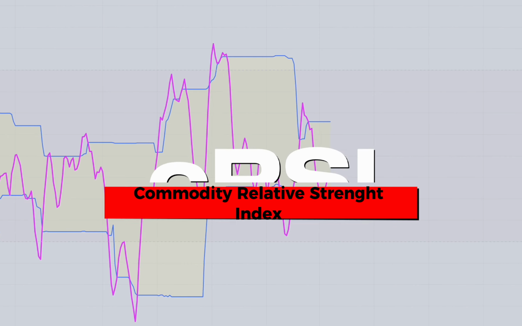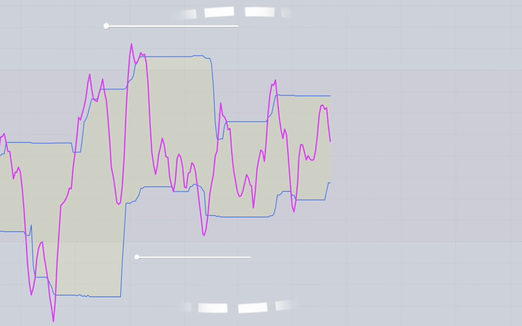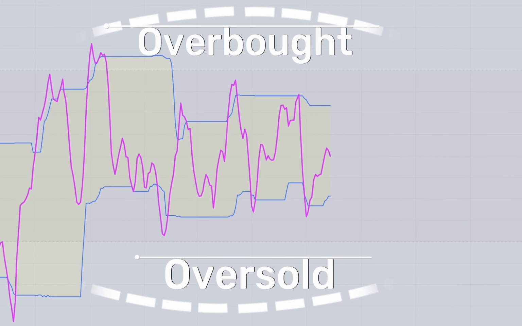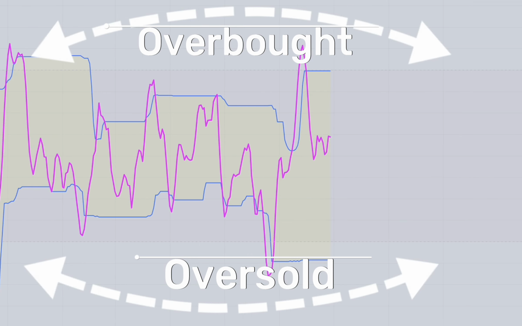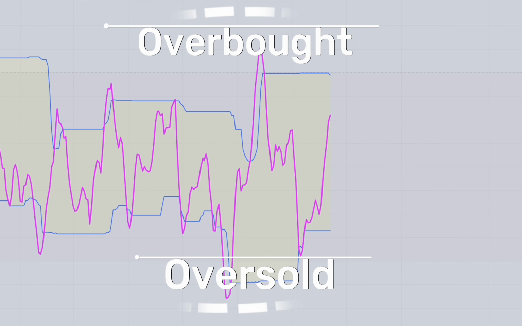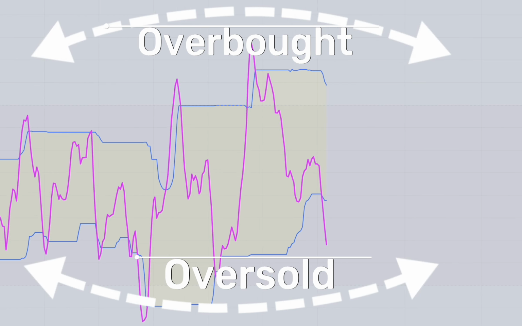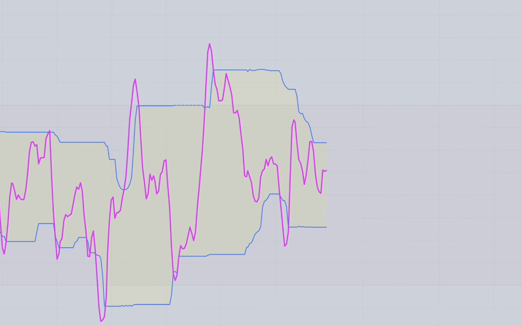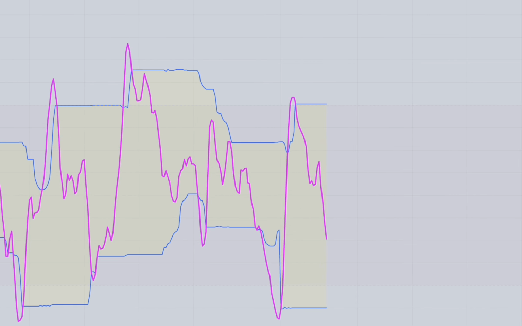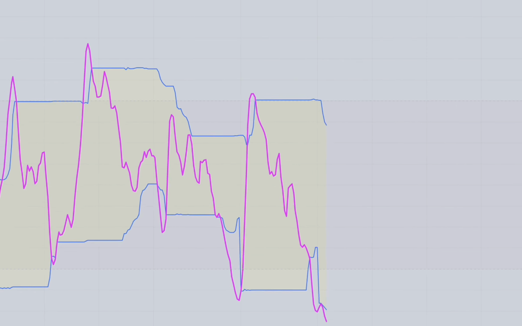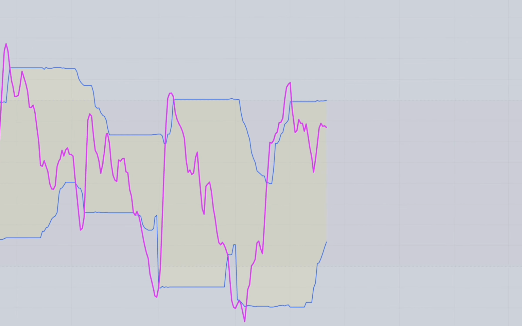The cRSI, Commodity Relative Strength Index, is a momentum oscillator that measures the strength of a security's price action relative to another security, typically a market index like the S&P 500. The cRSI is calculated by dividing the price of the security by the price of the index and then applying the traditional RSI formula. Traders use the cRSI to identify overbought and oversold conditions and to make buy-sell decisions based on whether the cRSI is above or below certain threshold levels.